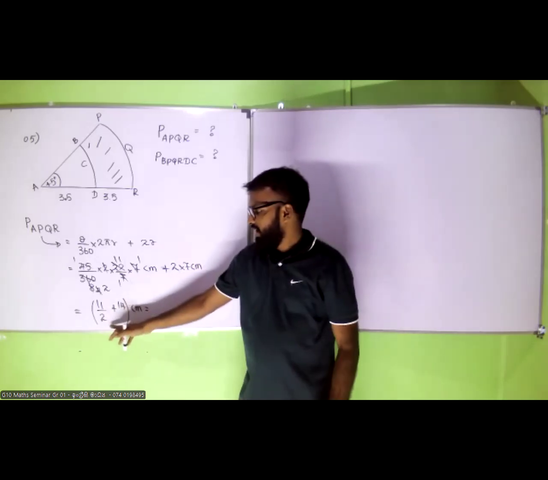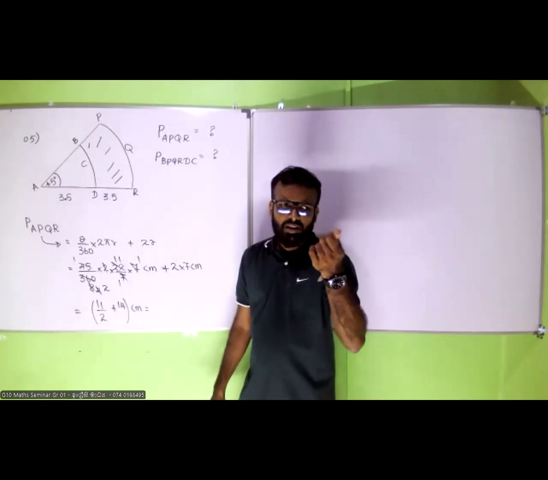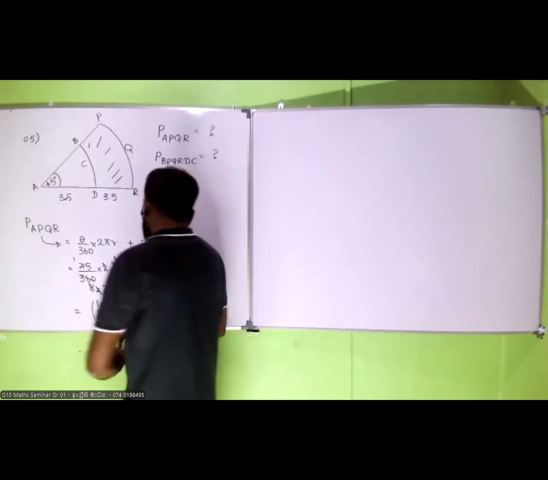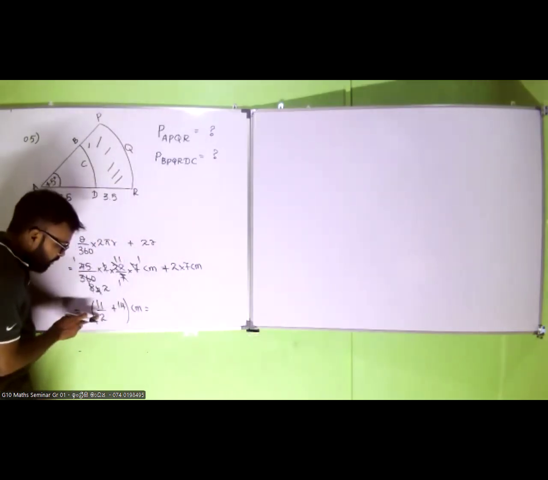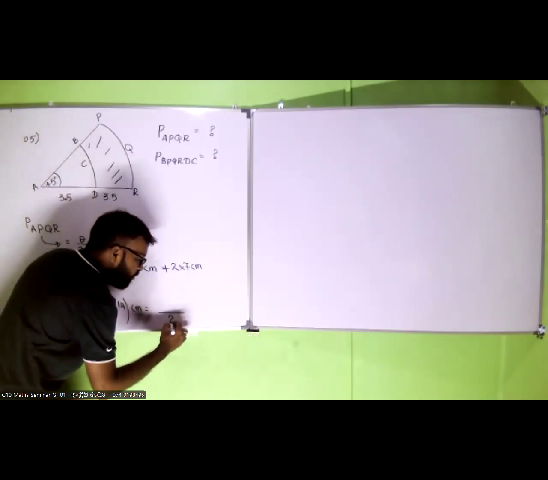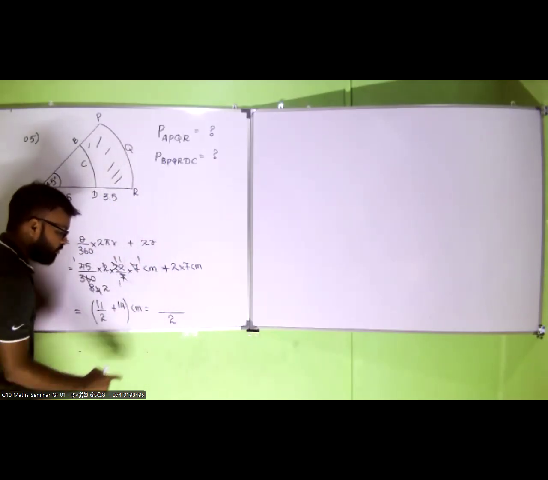So, I gave you guys a small tip to do this one. So, how are you going to do it? This is 2. In the denominator, you have 2. So, definitely your common denominator should be 2.